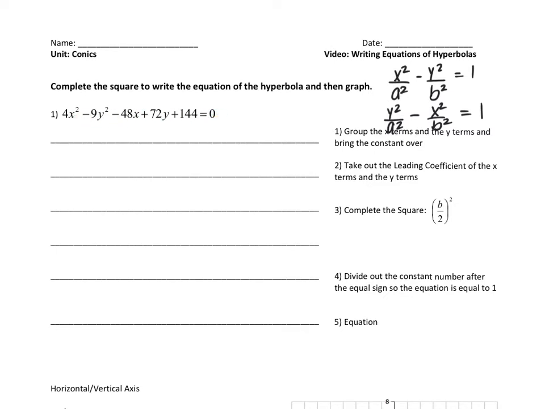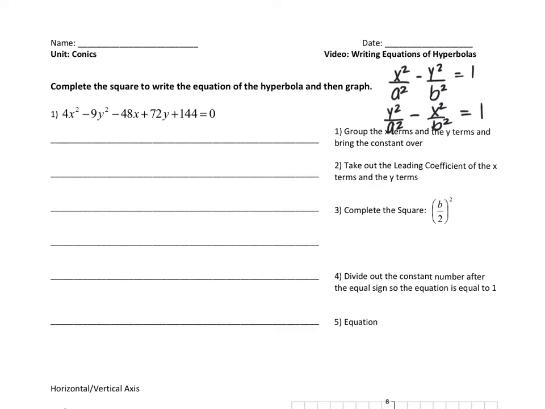So normally I would say group the x's, group the y's, and bring the constant over. And that's fine, we're still going to do that. But you want to group the x's and y's such that the positive one comes first, then the negative one. So it looks like I have a positive x squared, so I'm going to put that one first and then the negative 9y squared. If the y was positive, I would put the y first, then the x's. Okay, so just be careful about that.